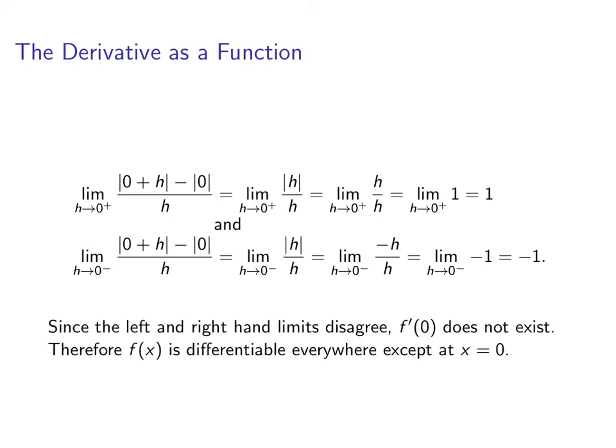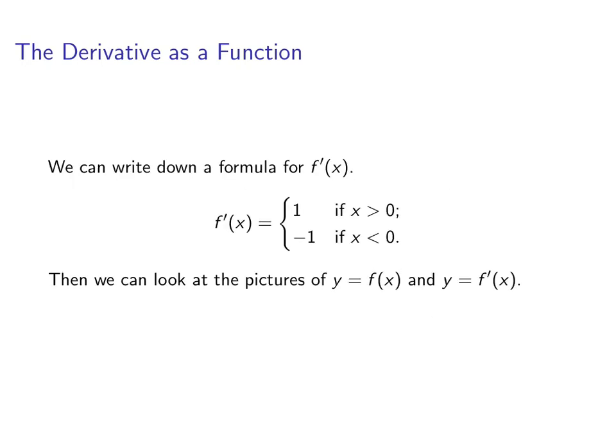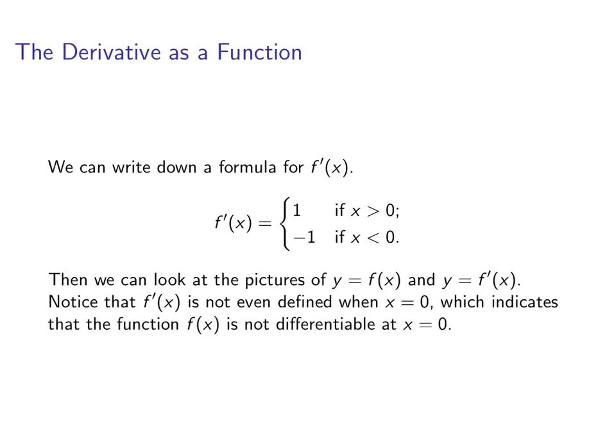So the conclusion that I think we can reach is that the function is differentiable everywhere except at x equals 0. We can even write down a formula for f prime of x. It looks like 1 when x is bigger than 0, and it looks like negative 1 if x is less than 0. Let's look at the pictures of f of x and f prime of x. Keep in mind that f prime of x is not even defined when x is equal to 0. That tells us that the function f of x is not differentiable at x equals 0.